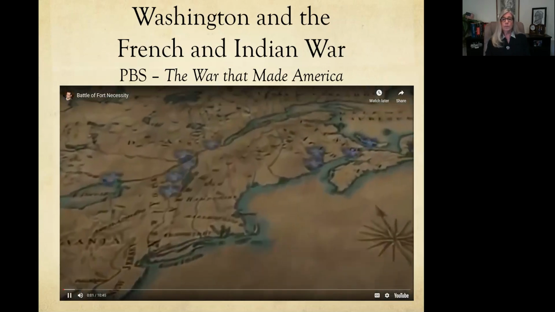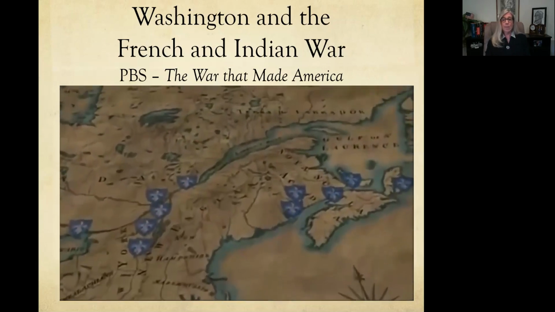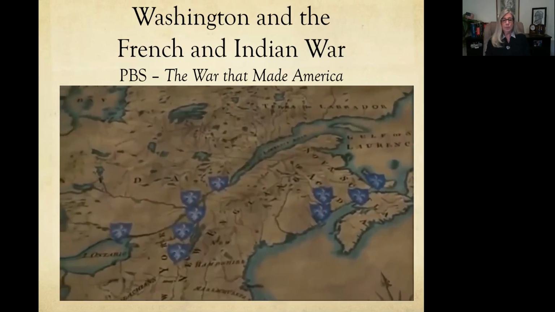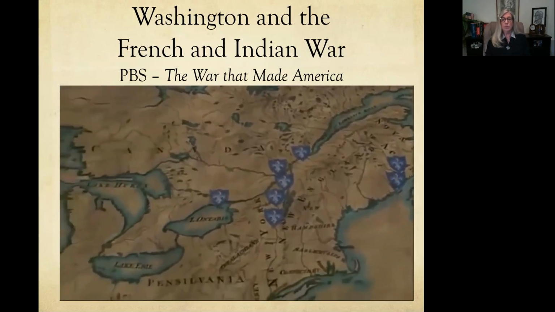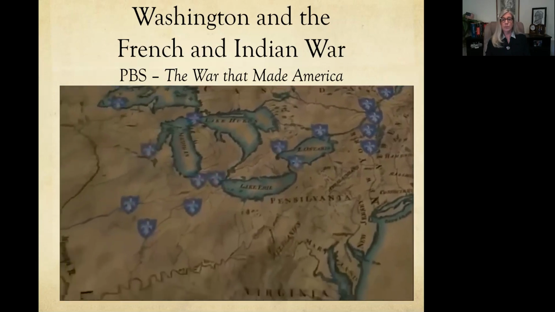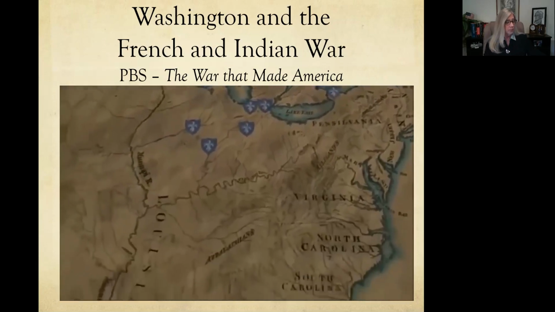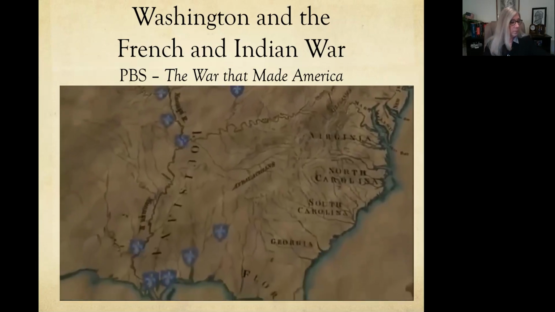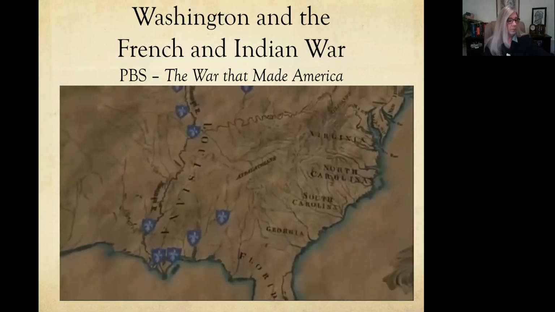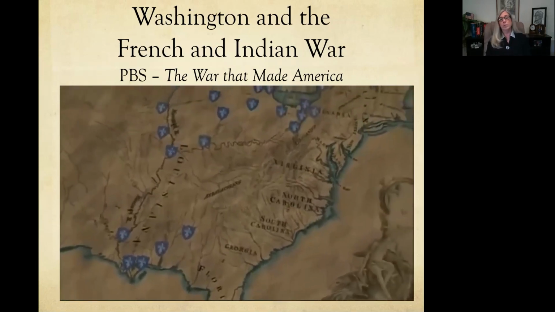The French already control Canada and the Great Lakes region. By building a string of outposts through the Ohio country, they could link their French forts in Canada with their Louisiana colony and keep the British bottled up on the East Coast.